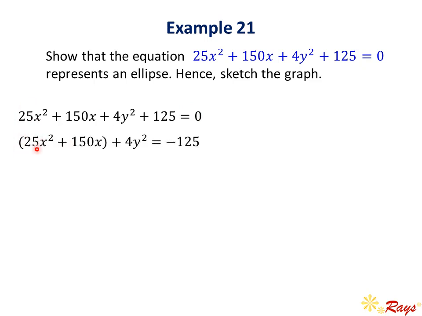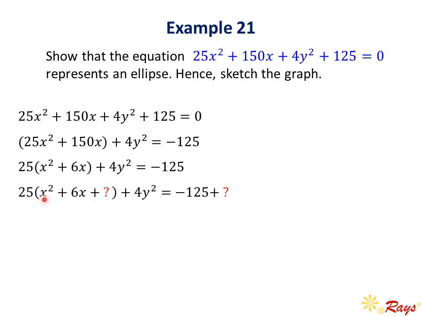So we have to group all the x together, but since we don't have any y term, we just leave 4y squared alone. And the constant, we bring it to the other side. To make completing the square easier, we have to make sure that the coefficient of x squared is 1. So therefore we factor out 25 and now the coefficient of x is 6.